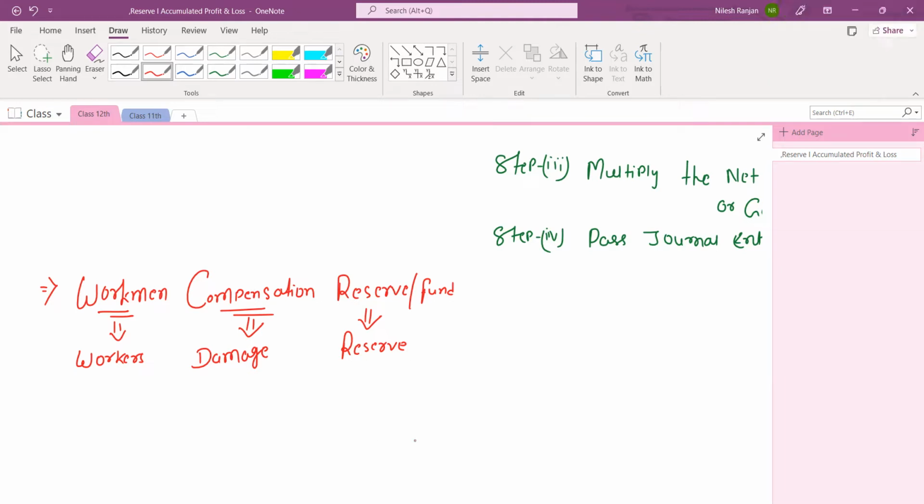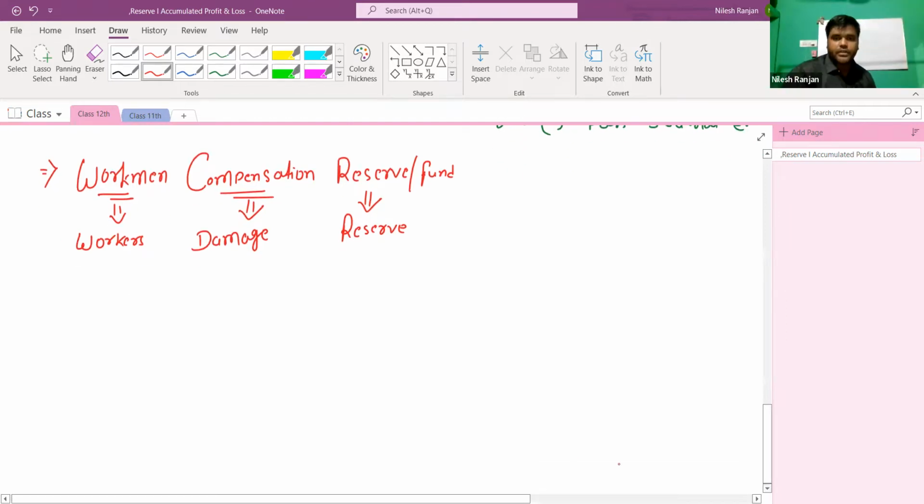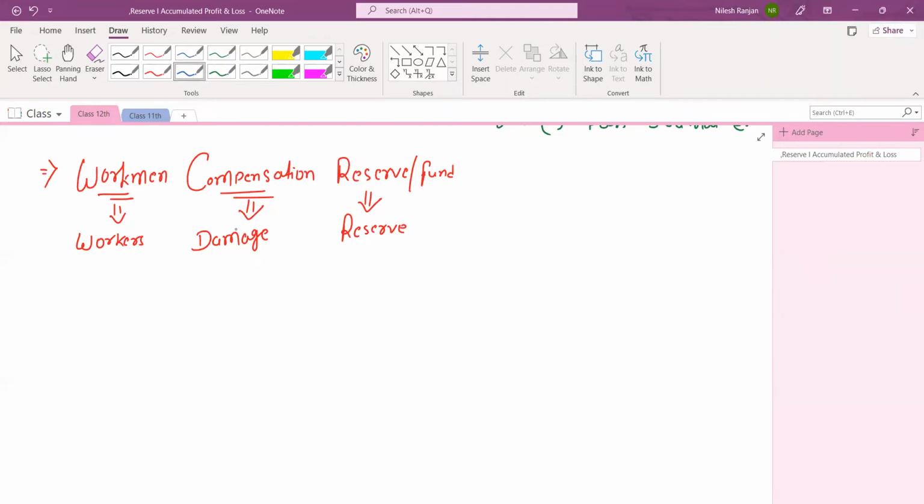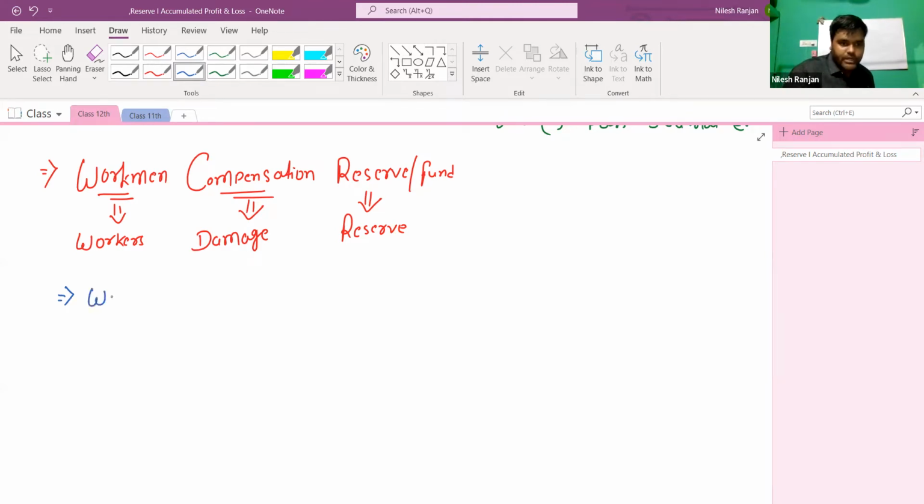So the saved money is for the compensation purpose only, not for other purpose. Okay. So if there is any compensation, we have to pay to the worker. So in this case, it will be shown in the liability side of balance sheet. So if there is no claim, let's say there is workman compensation reserve of 50,000.